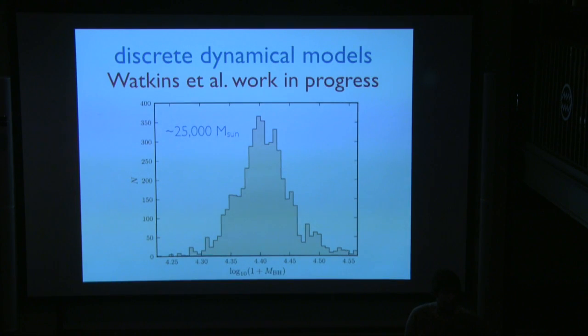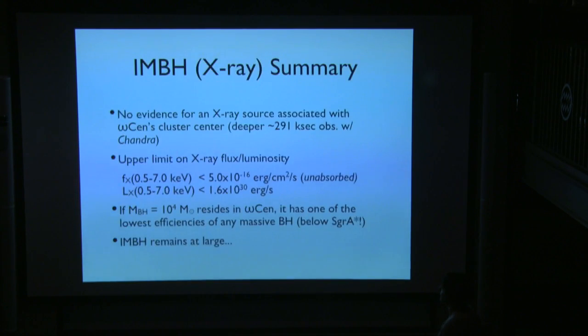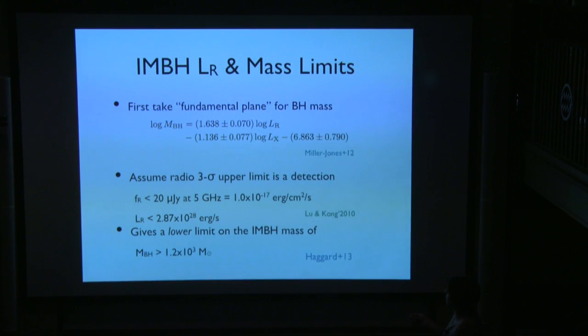Sayan? So I was confused by one thing. I understand both your X-ray and the ATCA radio are upper limits. But when you combine them, how do you get a lower limit on the black hole mass? It just has to do with the way the fundamental plane calculation treats the two. So you have the X-ray and the radio. You're working in log space, and you have a negative here, so you basically have an inverse relationship between the two of them. But it's also assuming that it's a detection. That's right. Exactly. You're taking the upper limit as if it were a detection.